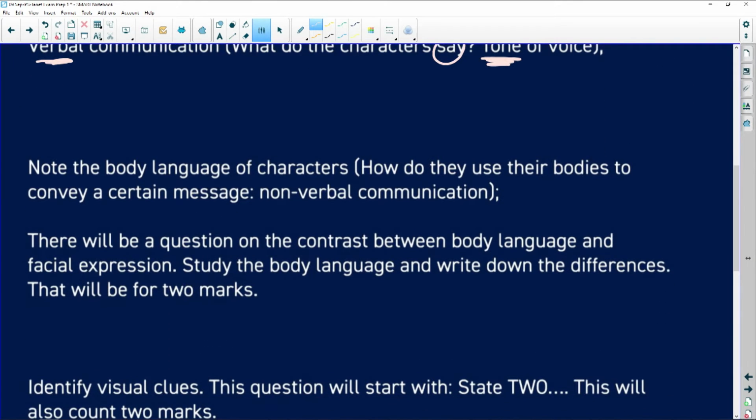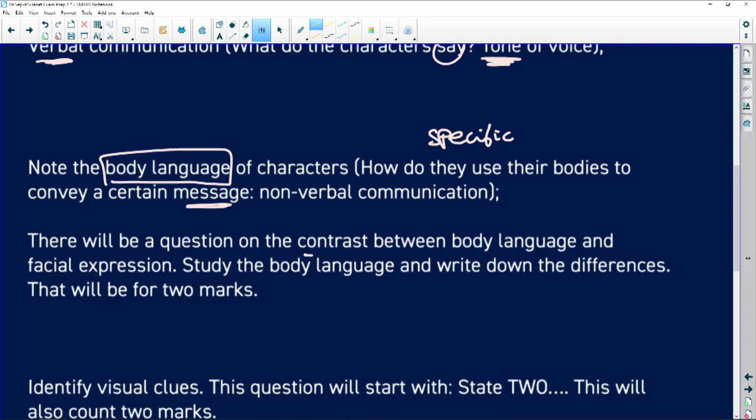Body language, absolutely critical. Bodies tell you what they're feeling. It's a form of non-verbal communication. Remember to be specific when you're dealing with body language. Don't just say the arms. Say the arms are up in the air or the person has a fist.